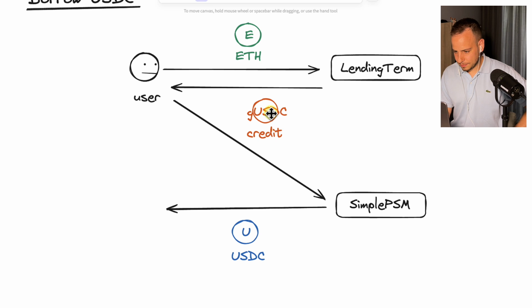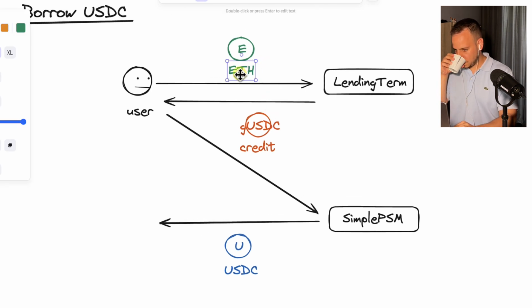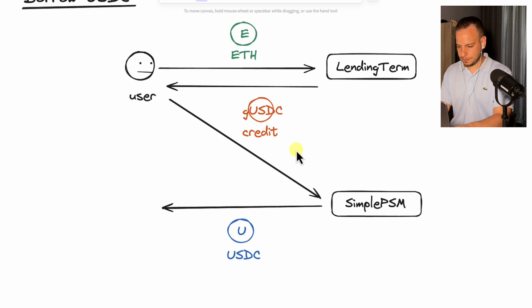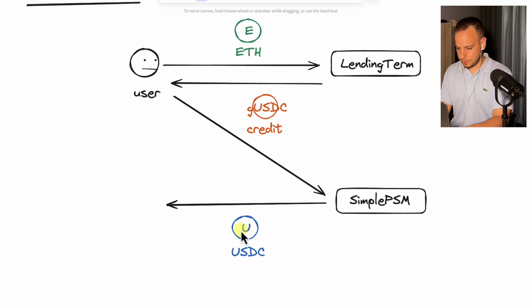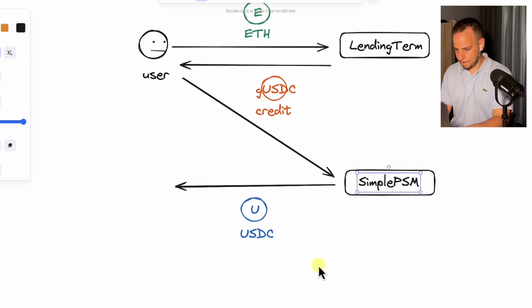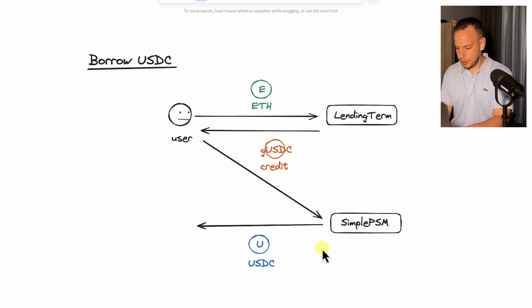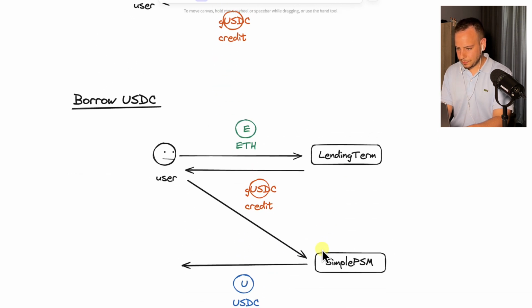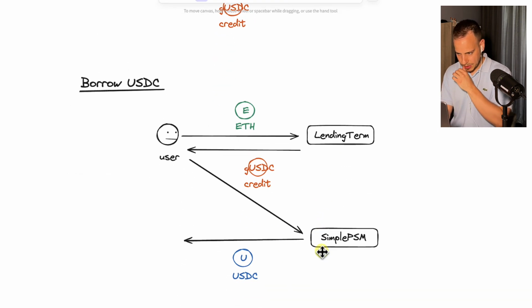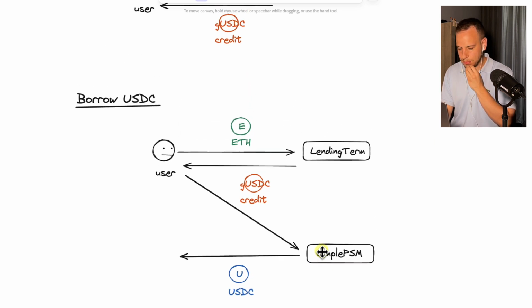Okay, so the user deposits ETH as collateral. They will get back GUSDC as credit. Now the user wants to borrow USDC, so the way it works is they would take this GUSDC, put it into Simple PSM, and Simple PSM will give the user back USDC. I think that sort of explains how lending and borrowing works and also explains the lending term. Yeah, that's great.